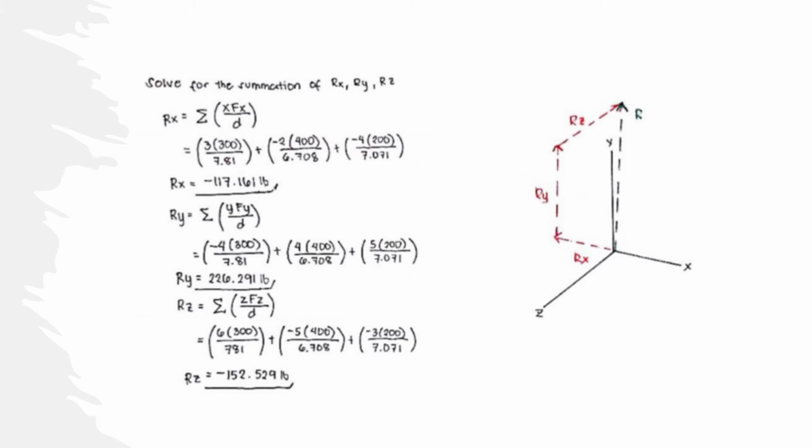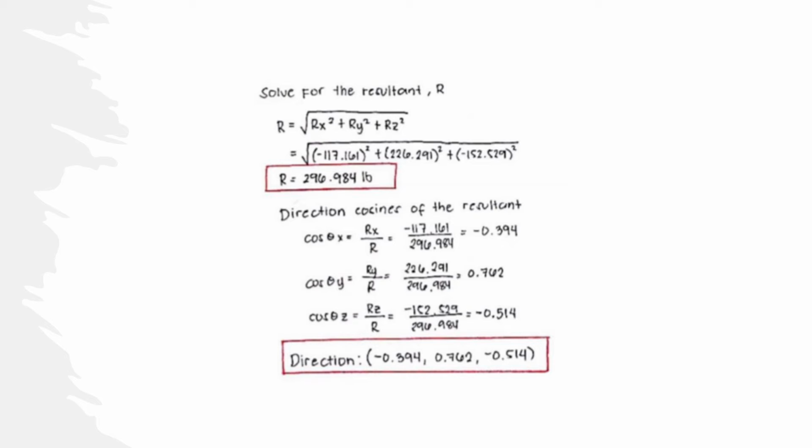And again, Rx summation of x times Fx over d, and we have negative 117.161 pounds. Ry summation of y times Fy over d, and we have 226.291 pounds. And lastly, for Rz summation of z times force z over distance, and we have negative 152.529 pounds. And we get the resultant by getting the square root of Rx squared plus Ry squared plus Rz squared, and we have 296.984 pounds.